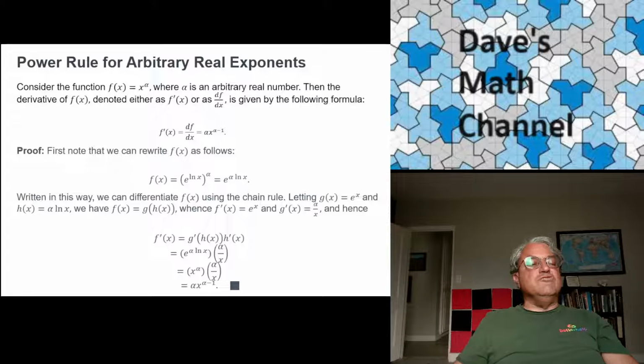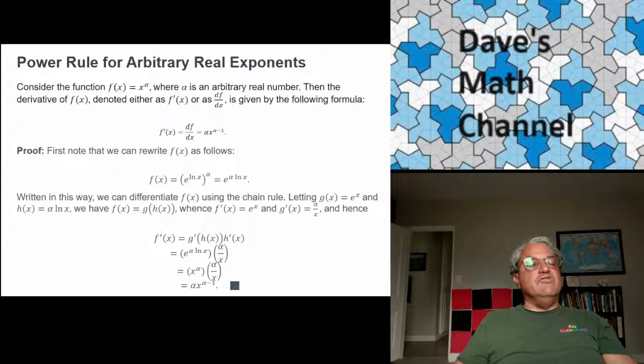So let's do that. Now we know what the chain rule says. The derivative of f of x, f prime of x, is equal to g prime of h of x times h prime of x. Well, g of x is e to the x, so g prime of x is e to the x. So g prime of h of x is e to the alpha log x, which is really just x to the alpha, and h prime of x is alpha over x, because the derivative of natural log is 1 over x. So now we just simplify this expression.